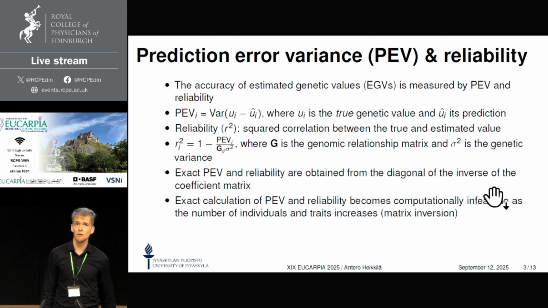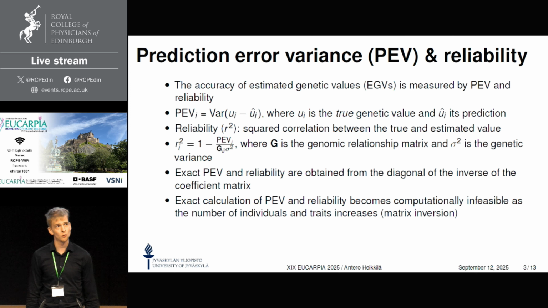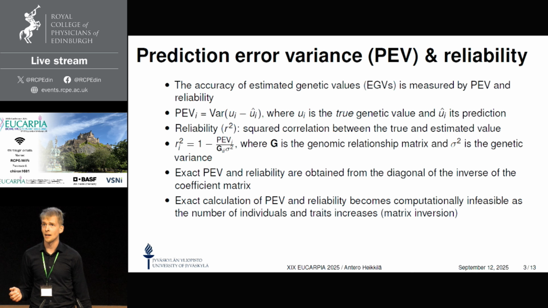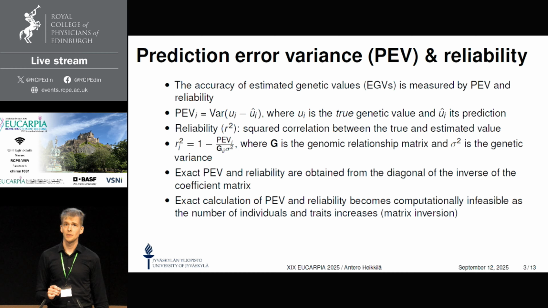Prediction error variance, as the name tells, is the variance of the prediction error. Then we have the reliability, which is defined as the squared correlation between the true and predicted genetic value. We can calculate this reliability by using PEV, the genomic relationship matrix, and genetic variance. A quick note that we calculate these PEVs and reliabilities for each individual. And as I mentioned in the introduction, the exact computation becomes computationally infeasible when the number of individuals and traits increases.